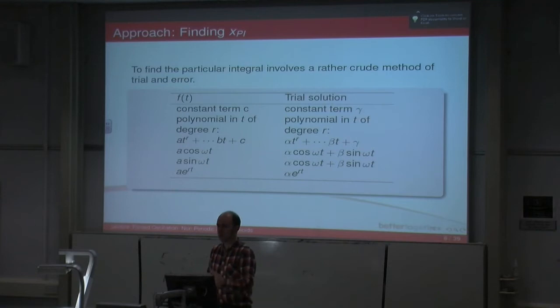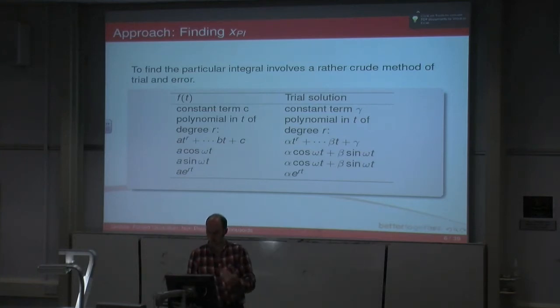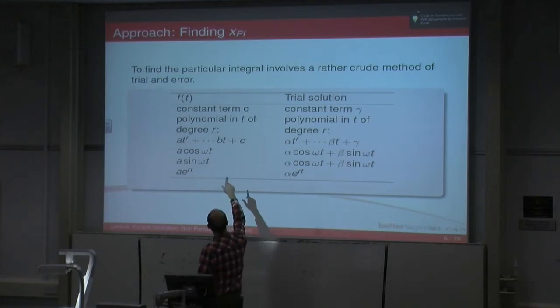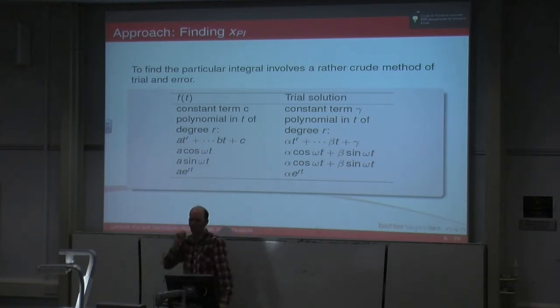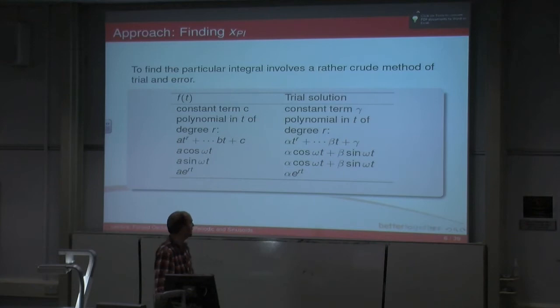So if the forcing function is a constant, you take a constant as your trial solution. If it's a polynomial in terms of t, so it's something that changes with respect to time in the form of a polynomial, then you take a polynomial in t of degree r. Okay? So if we have a polynomial in terms of t squared, then obviously you have alpha t squared plus beta t plus gamma as your trial solution.